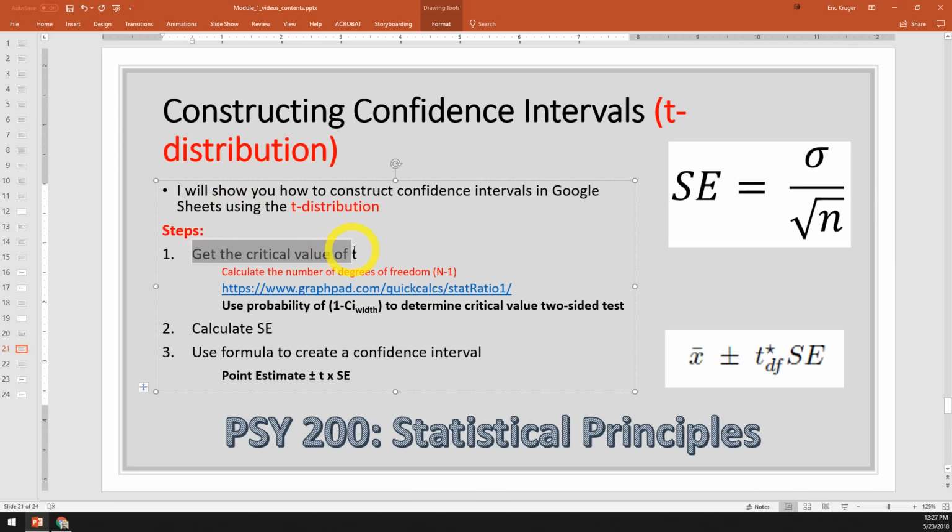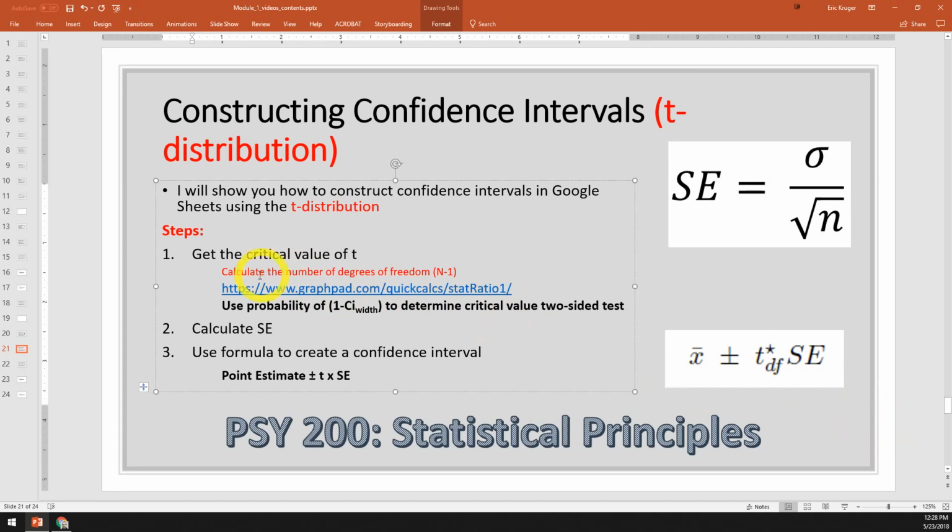First, we're going to get the critical T value. That's what we're going to plug into this formula here that's going to determine our confidence interval. So just to review, the formula for the confidence interval is the point estimate or the mean. It doesn't always have to be the mean, but it's the mean in this case, plus or minus. So we're getting two values, one above and one below the mean. The critical value of T from the T distribution times the standard error.